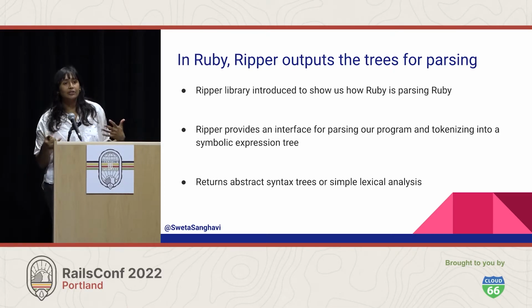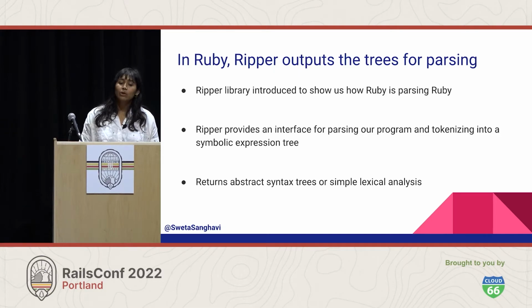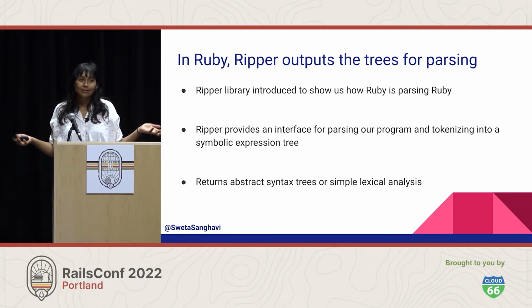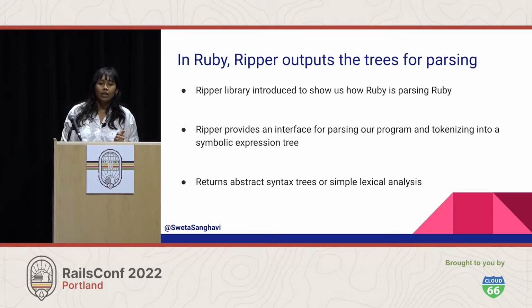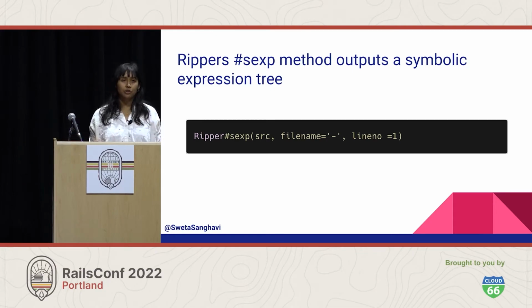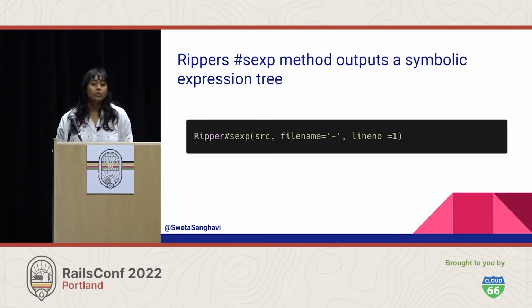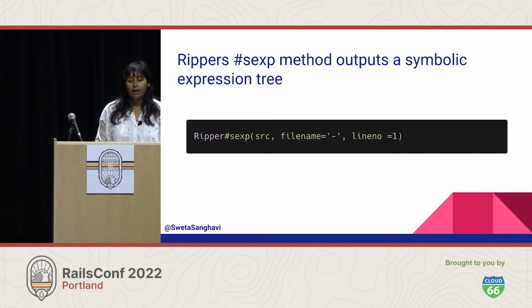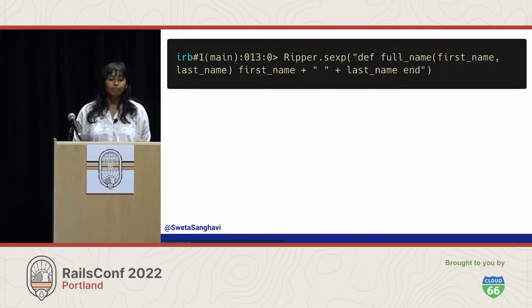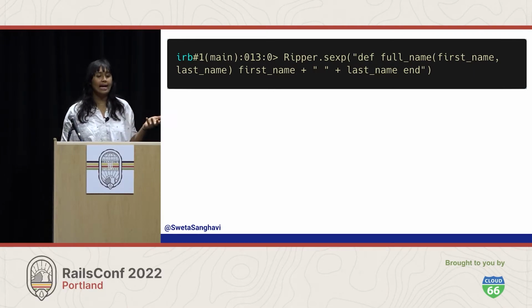So it's providing us an interface to take a look at that. You can return different kinds of trees from Ripper. And since we know we have all of core Ruby available in our console, why don't we take a look? Ripper provides us an sexp method, which outputs a symbolic expression tree. We're going to see what that looks like. And so we can see with this method signature that sexp will take your source code and evaluate it for us. So let's take a look at that output. Let's call this sexp method with our method definition of full_name.